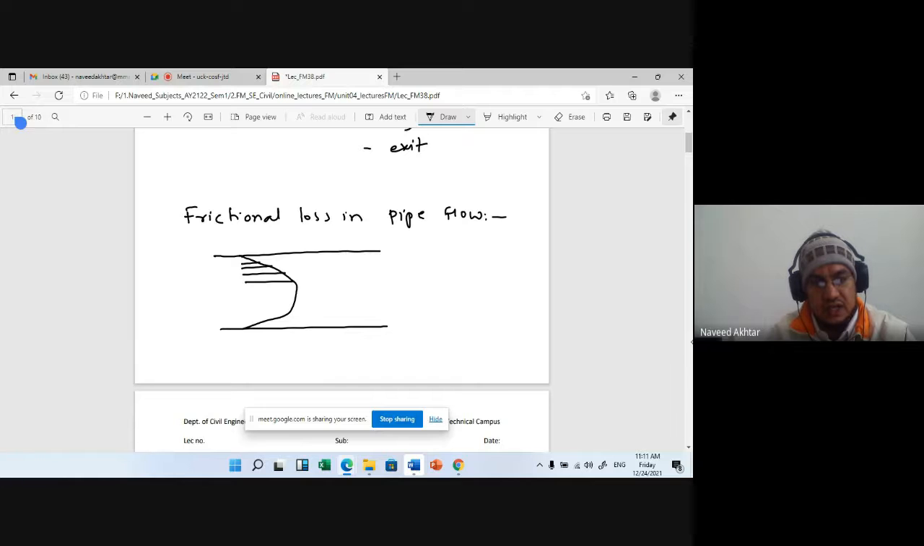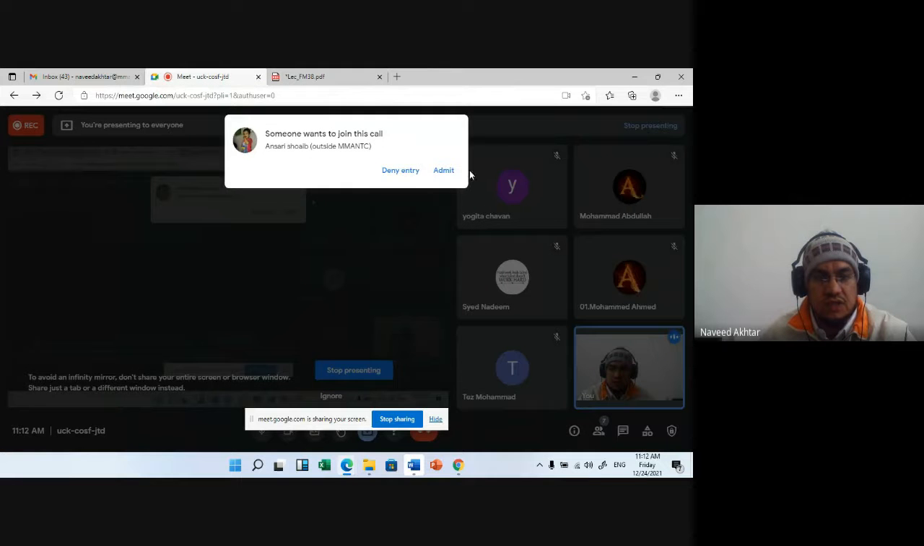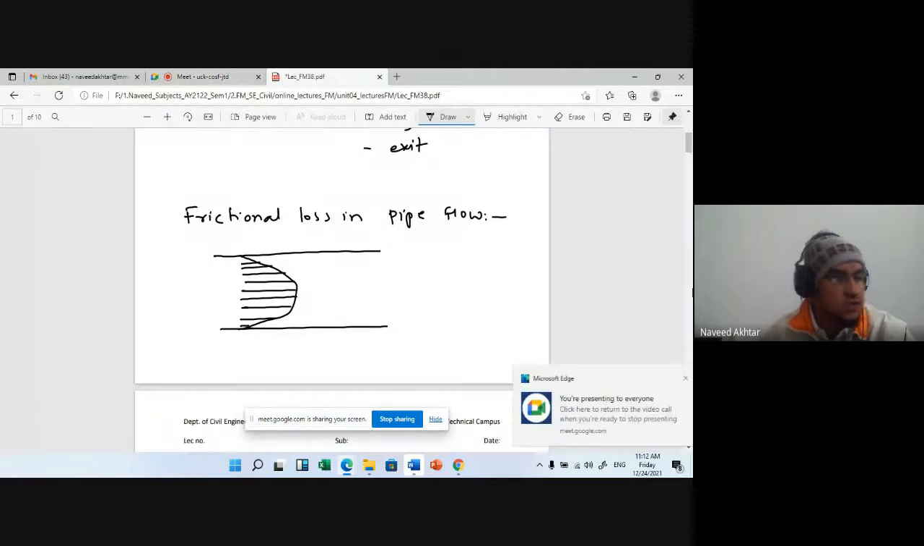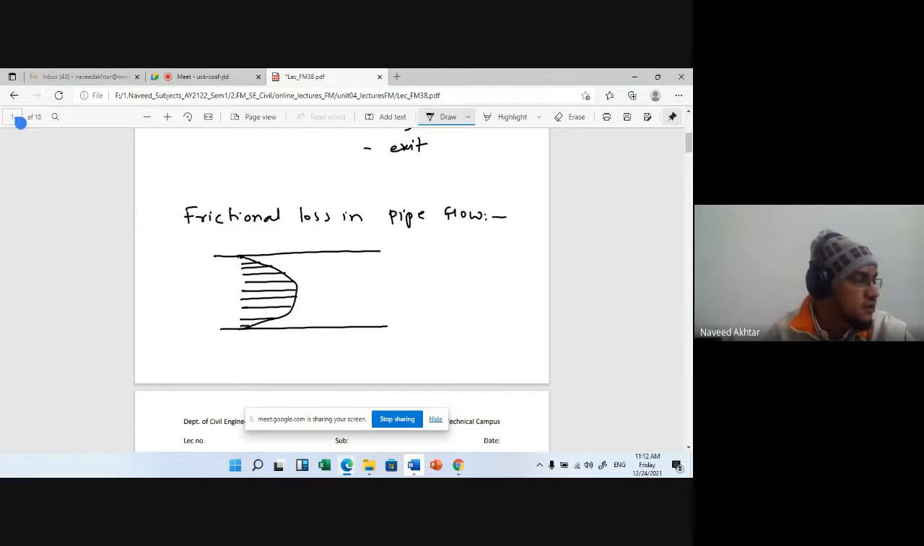At the center, the maximum velocity will be there, and as it proceeds towards the wall, the velocity is reducing. At the wall, the velocity we are considering zero, and the velocity of liquid goes on increasing from the wall, and thus the velocity gradient also increases, and hence shear stresses are produced between the two moving layers.